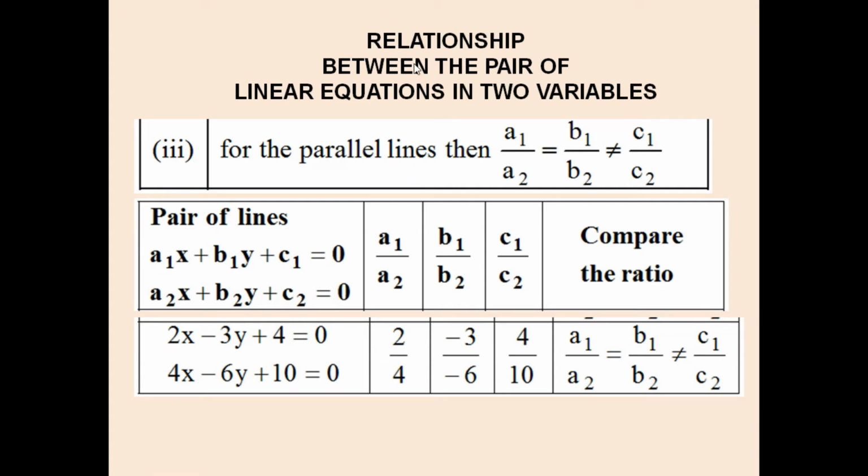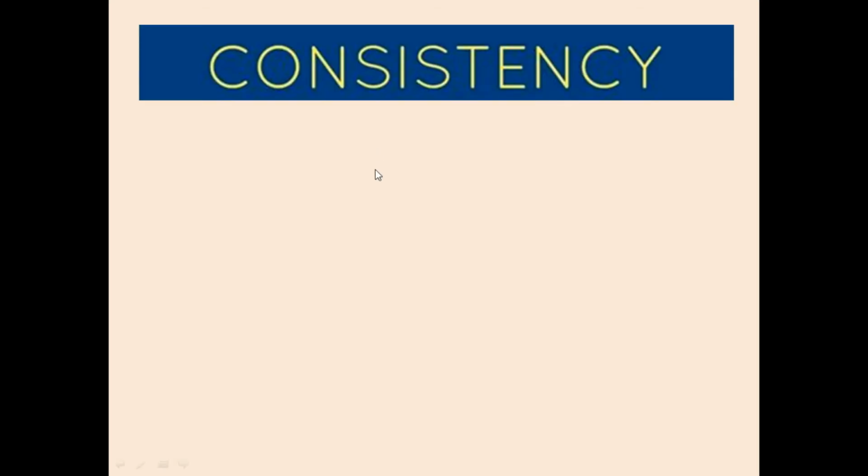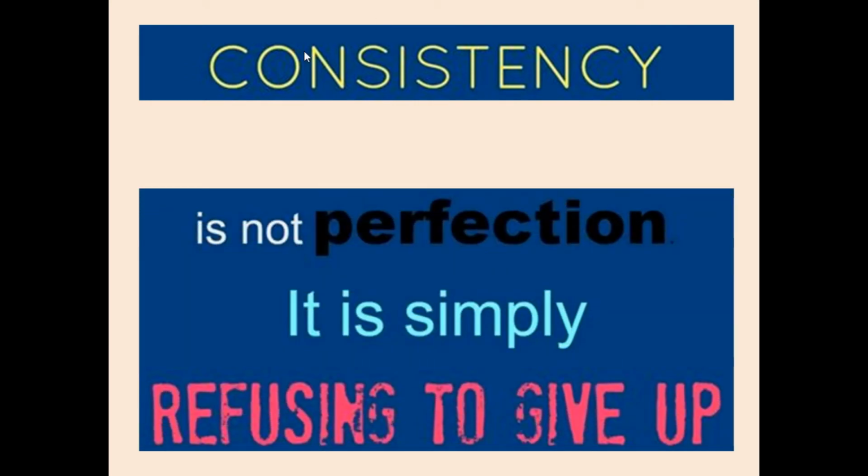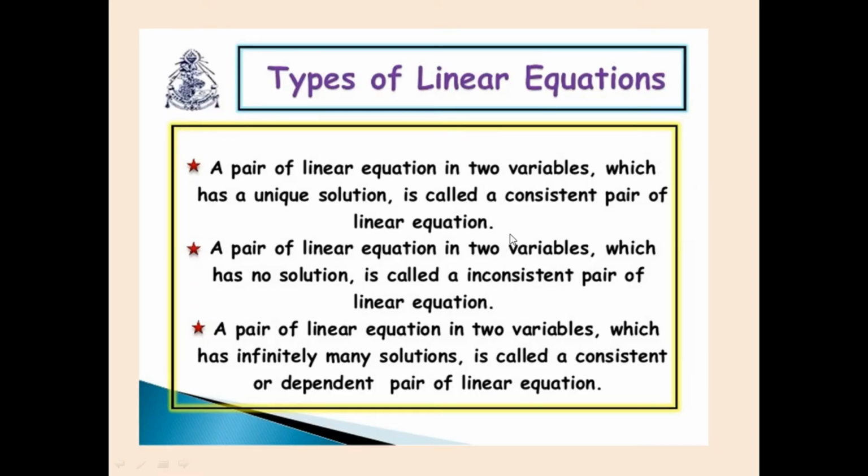So we've understood what we mean by relationships. Another important thing to remember: we've understood that there will be a relationship between the lines, but whether that relationship is consistent or not is something we need to check. So what is consistency? It is definitely not perfection, but it is simply refusing to give up. How do we look at this concept of consistency in the pair of linear equations?